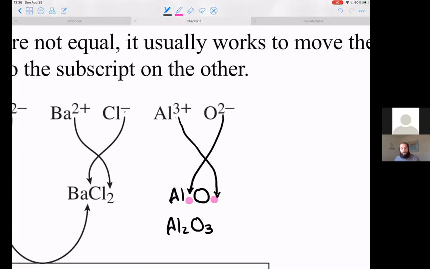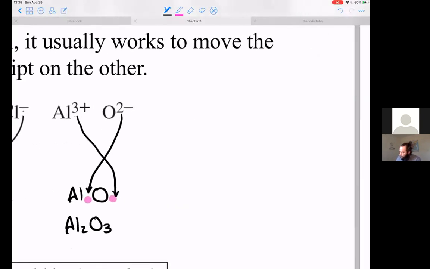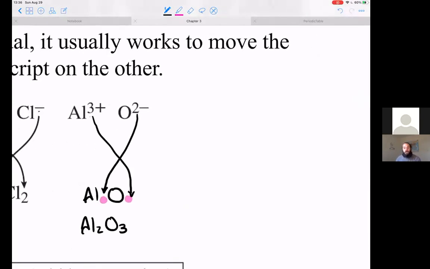Okay. The only time that this doesn't work, or you're going to have to do a little bit more simplification, is when you always reduce these molecular formulas as much as possible for ionic compounds, like a fraction. So what do I mean by that?